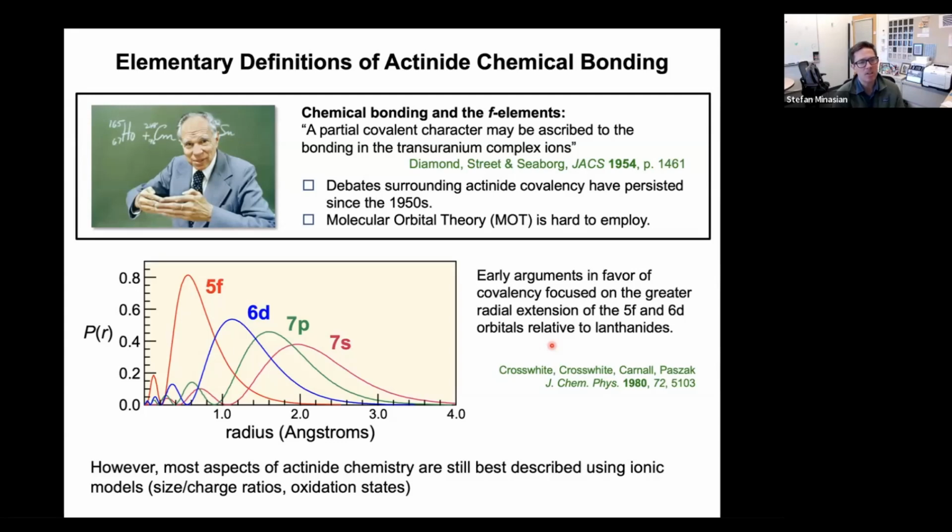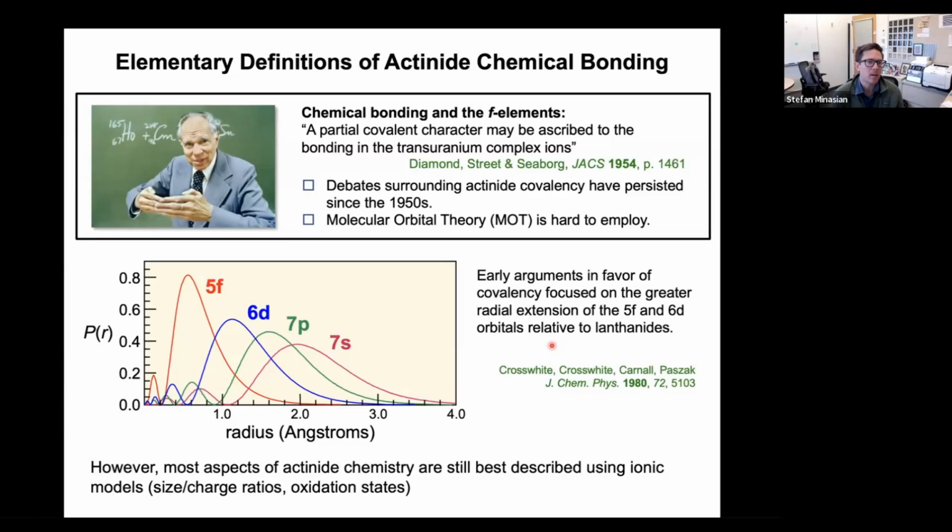And one of the challenges is that a lot of the kinds of language that we would use to describe actinide covalency, or to describe covalency in things like transition metal systems can be really hard to employ for actinides. So things like molecular orbital theory.